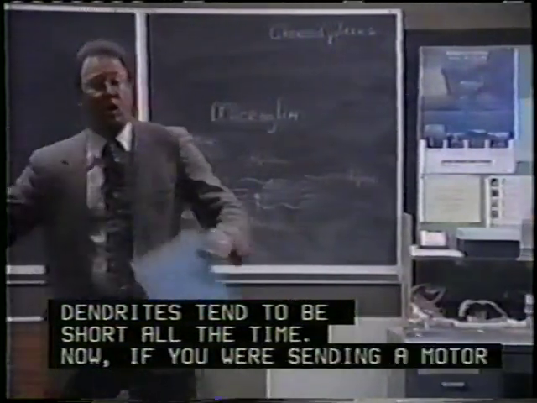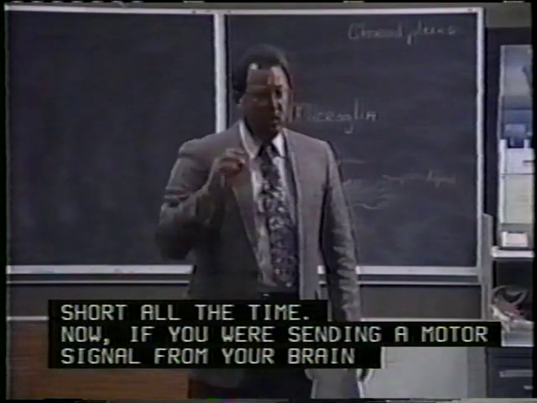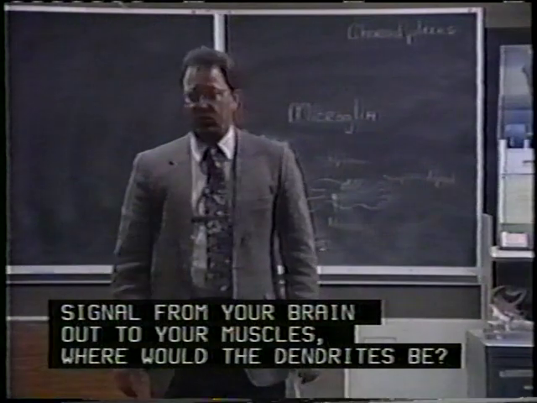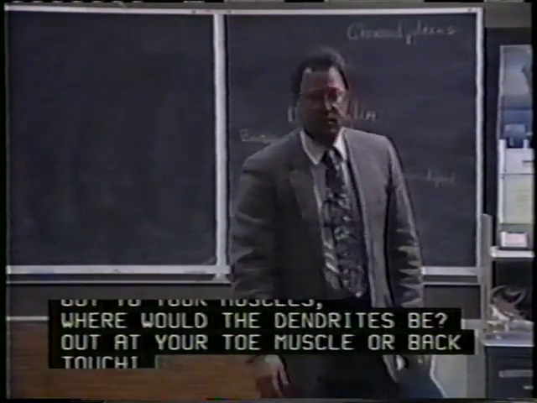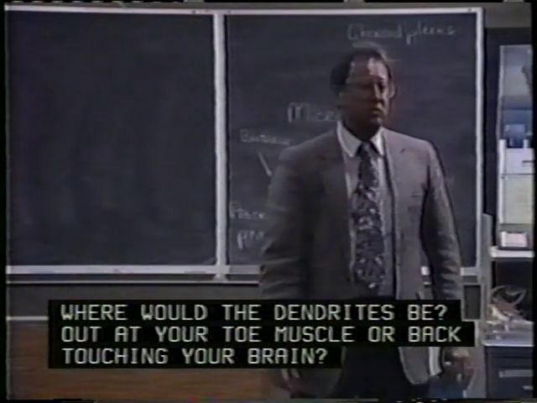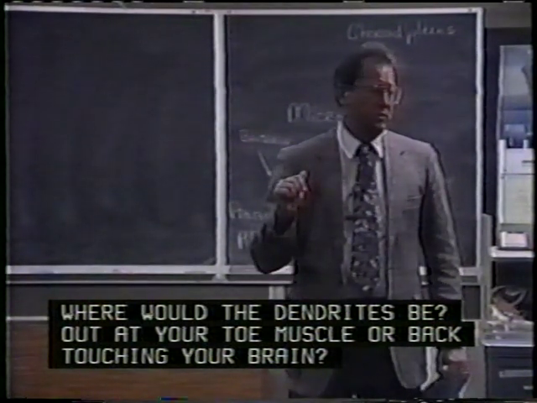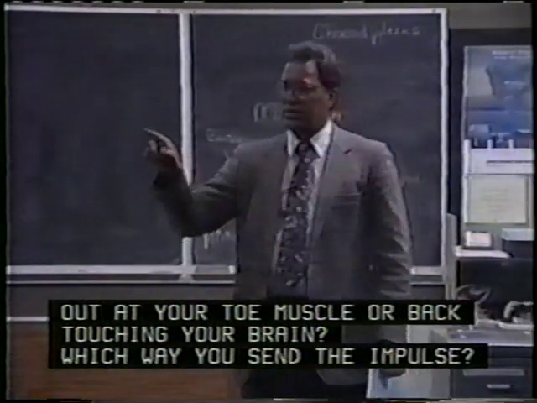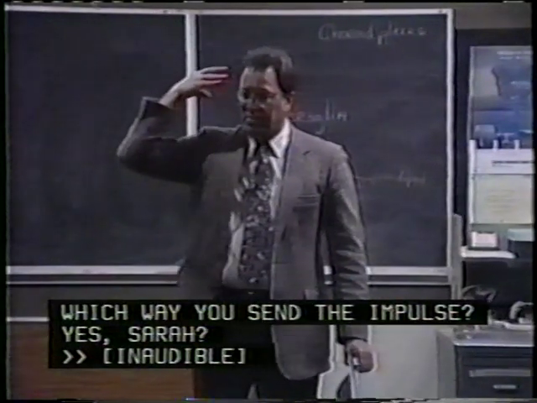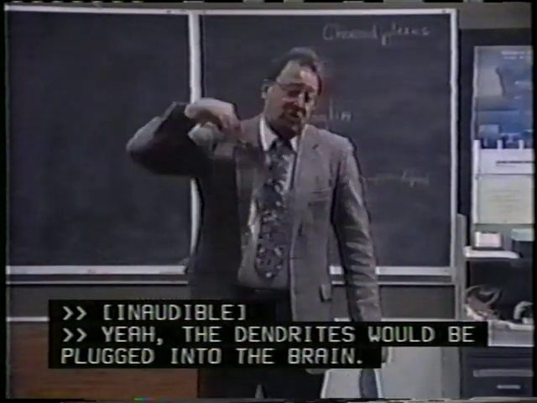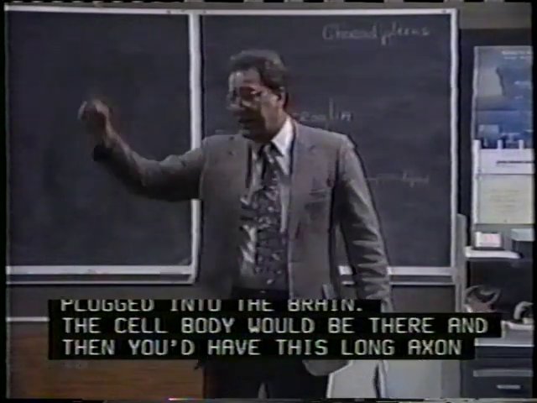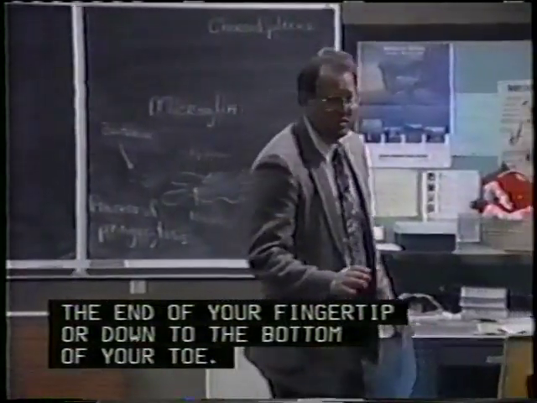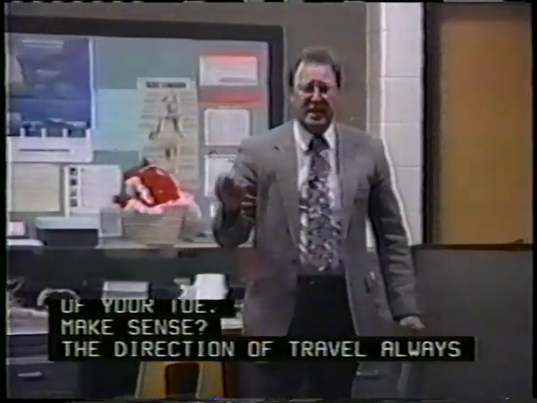Now, if you were sending a motor signal from your brain out to your muscles, where would the dendrites be? Remember the direction of travel now. Where would the dendrites be? Out at your toe muscle or back touching your brain? Which way do you send the impulse? Yes, Sarah. Yeah, the dendrites would be plugged into the brain, the cell body would be there, and then you'd have this long axon traveling from the brain, let's say, out to the end of your fingertip or down to the bottom of your toe. That makes sense? The direction of travel always has to be in the way I've showed it.